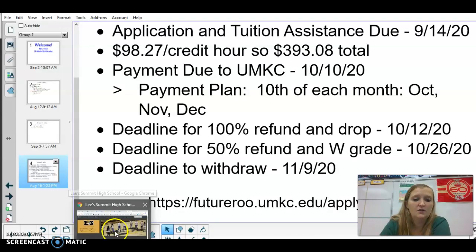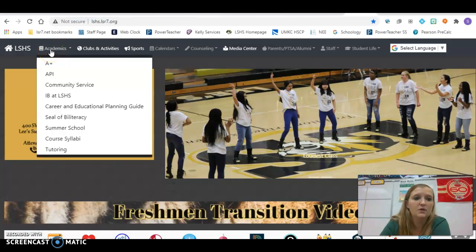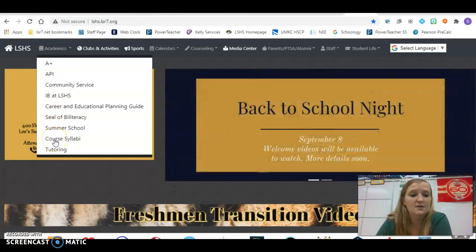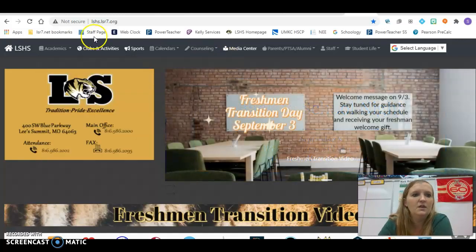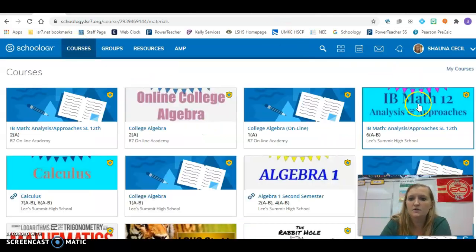Another thing I want to note is that the syllabus for the course will be listed here. If you go to the LSHS homepage and go to course syllabi, you can find the syllabus there, and I believe it's by teacher. Again, this course is calculus, but it is the same setup as the IB course, which is over here.